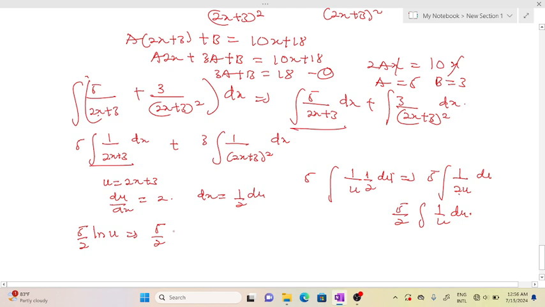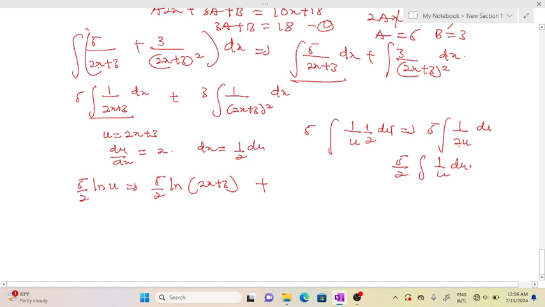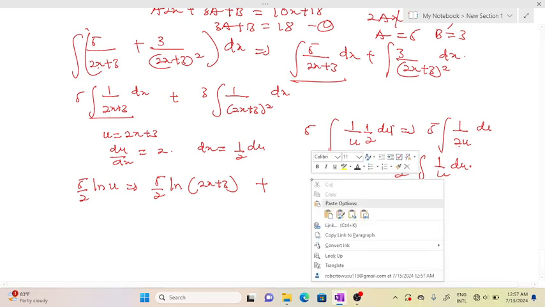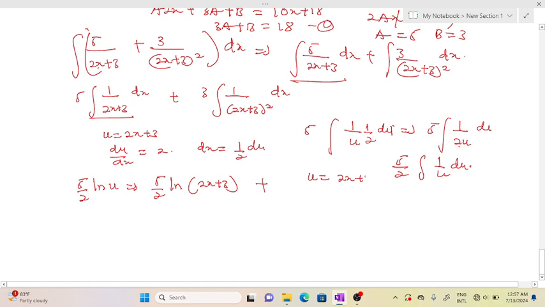Plus, now let's tackle this section. How do we solve this as well? We can also solve that using substitution, right? Using substitution, I'll also make this u. Let u be equal to 2x plus 3. As usual, du over dx is also equal to 2, right? So my dx is simply equal to 1 over 2 du from this expression.